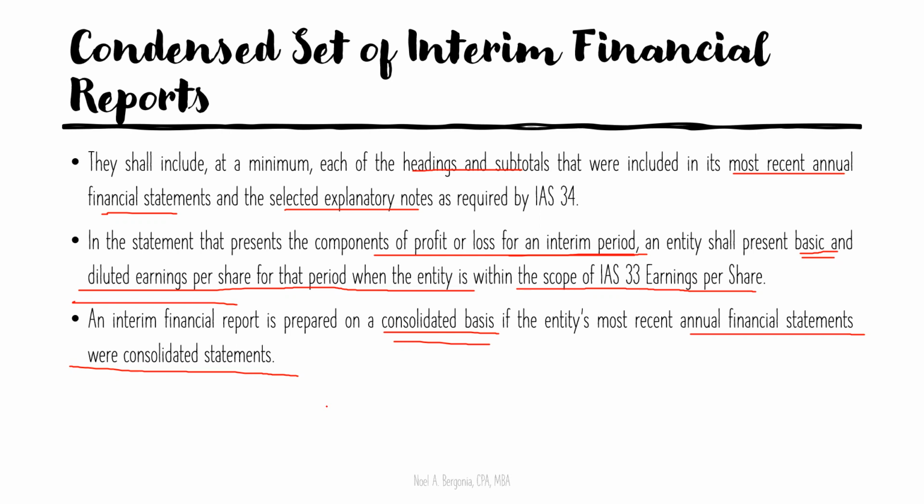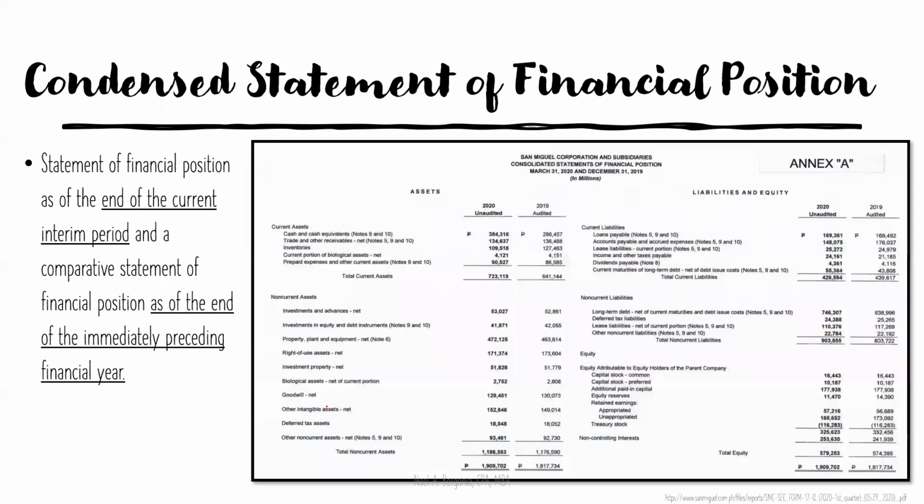Okay? So now let's proceed with yung condensed set. Paano siya nagkaiba with the annual? Okay, so here is the condensed statement of financial position. So pag sinabi po natin condensed set of statement of financial position, remember guys, in our discussion of IAS number 1, we need to provide for comparable financial statements. So ganun din po dito sa interim reporting. We need to provide for a comparable financial report, whether it's interim or year to date. Okay, so tignan po natin.